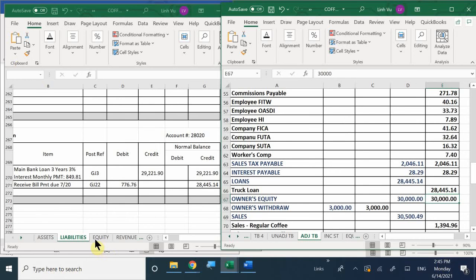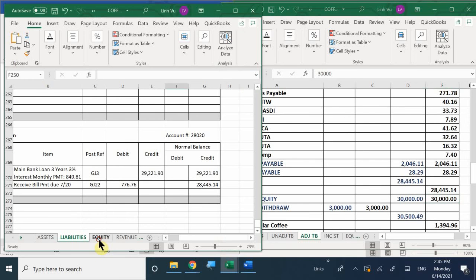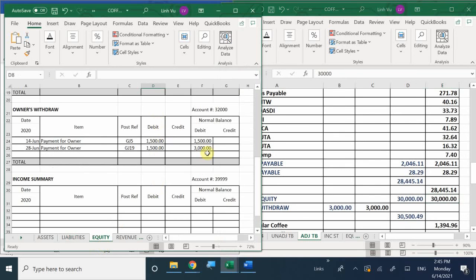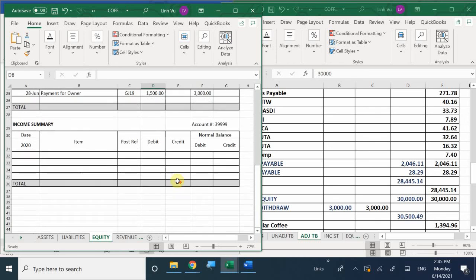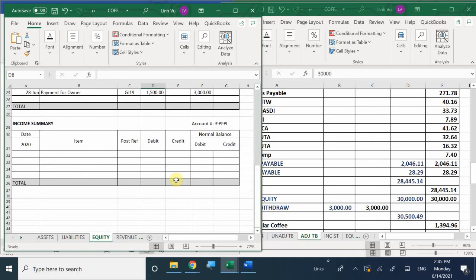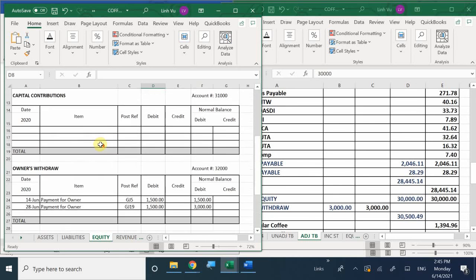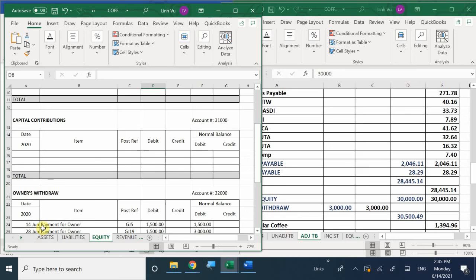So let's see, right? I don't believe any of my equity accounts changed. So my owner's equity is still at 30,000 and my owner's withdrawal is still 3,000. So no changes there. That won't change until we do our post-closing trial balance when we close out all of our accounts out to our equity. So in this case, we don't need to add anything in here. Okay.